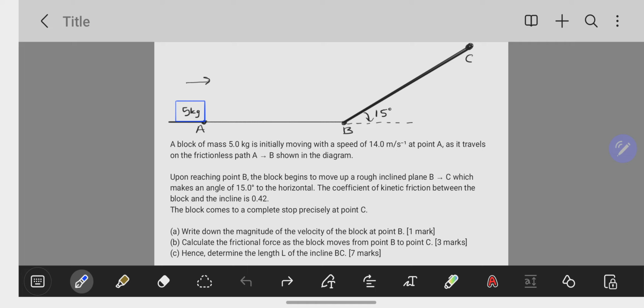Newton's first law states that basically an object will keep moving at uniform motion or remain at rest until acted upon by a non-zero resultant force. We don't have that here. We don't have a non-zero resultant force, hence it will keep moving at uniform motion, in this case 14 meters per second.